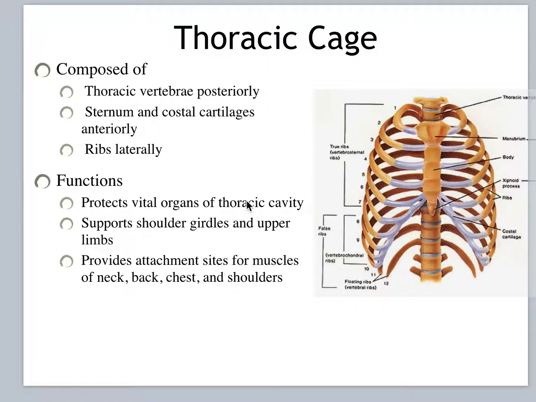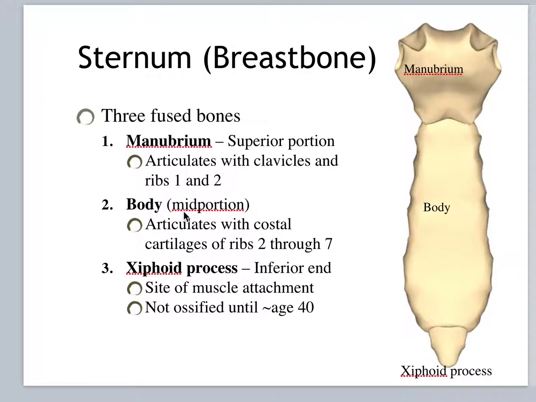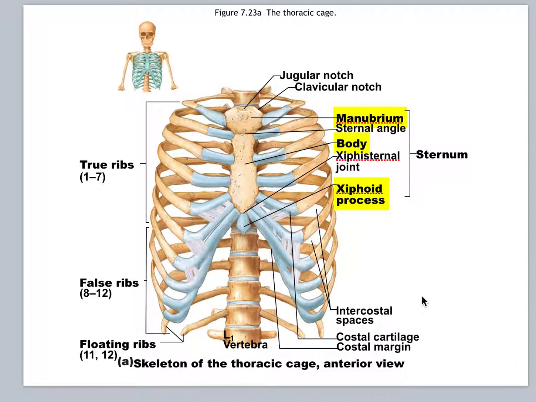Now, to finish out the axial skeleton, we need to look at the thoracic cage. Basically, the thoracic cage are the ribs. The functions of the ribs are to protect the vital organs of the thoracic cavity, support the shoulder girdle and the upper limbs, and provide attachment sites for muscles. What makes up the thoracic cage? Well, first of all, there's the sternum or the breastbone. The sternum has 3 portions. There's the manubrium, the upper portion, the body, the middle portion, and the xiphoid process. Those 3 components make up the sternum. Here's a picture of the sternum in relationship to the ribs.